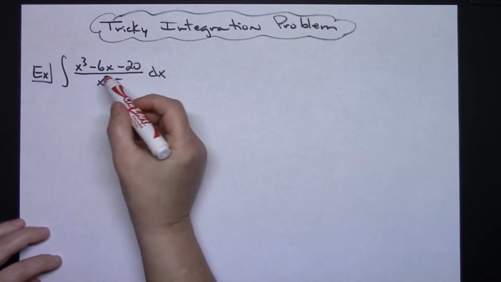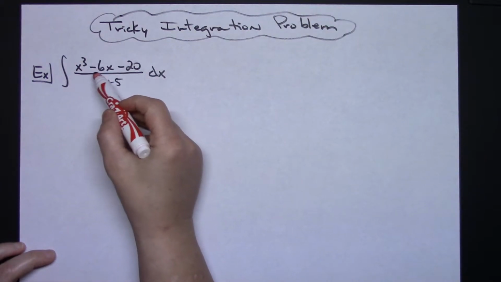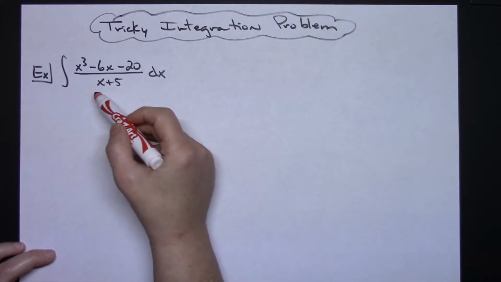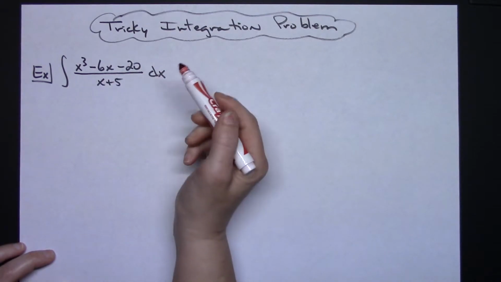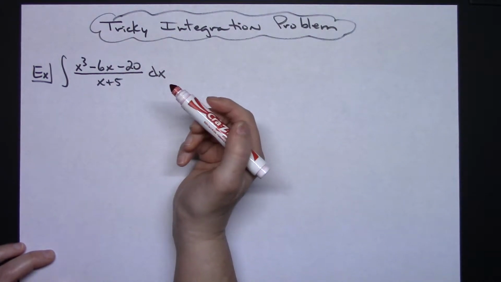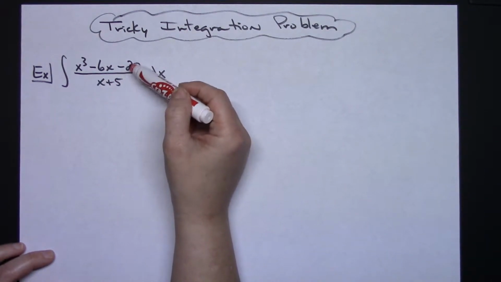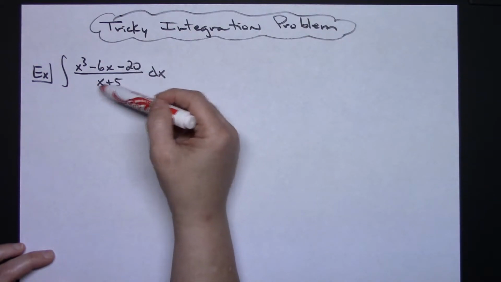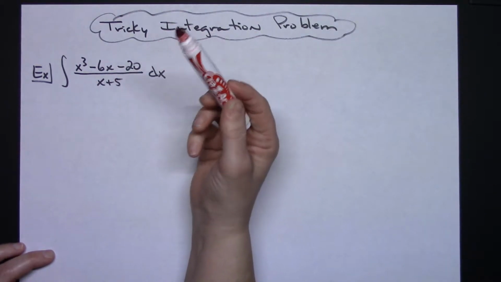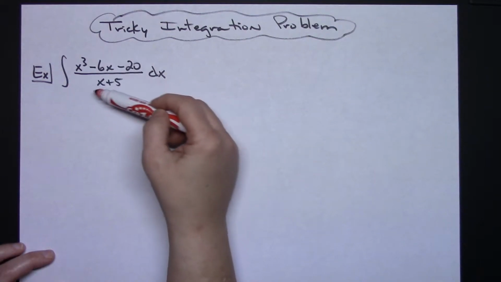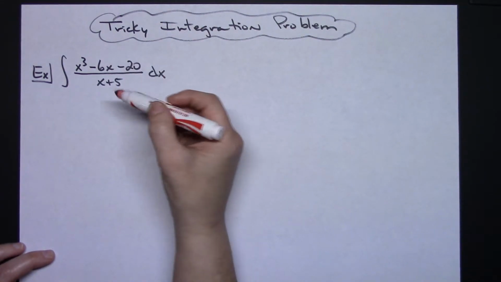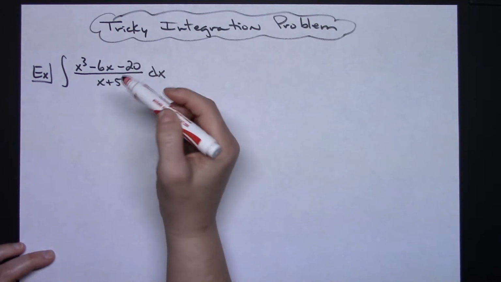Okay, so you've got an x to the third minus 6x minus 20 all over an x plus 5. All right, and that looks like it's pretty nasty to begin with. So you wouldn't necessarily want to use long division to try to simplify this, but you might attempt synthetic division. That's going to be a little bit easier to do, and then it's just going to simplify this original function.